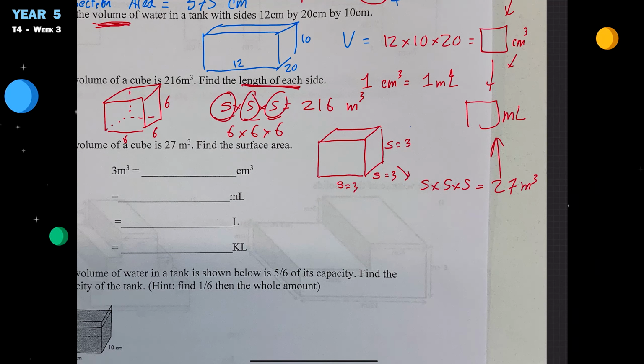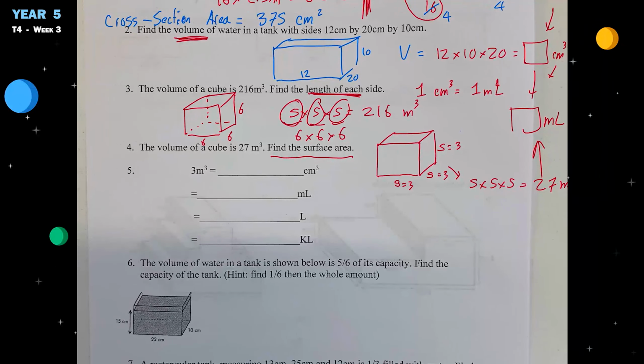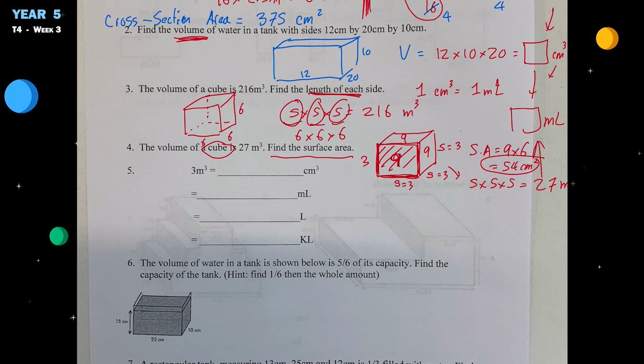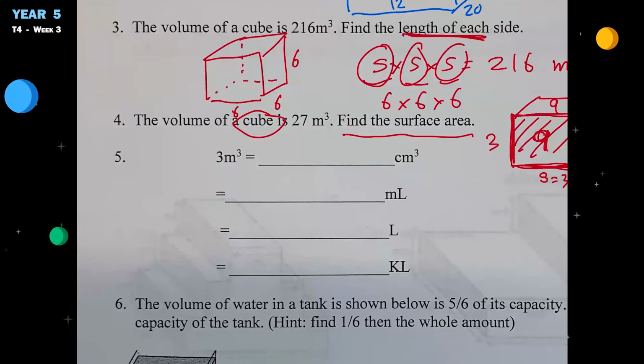Now that we know the side, we can find the surface area. How do you find the surface area of a cube? Because this is again a cube. You find the area of one face, so that's 3 times 3, which is 9. The area of one face is 9. And how many faces does this cube have? 6. So that'll be 9 times 6, which is equal to what? The surface area is equal to 9 times 6, which equals 54 centimeters squared. Done. Next one.